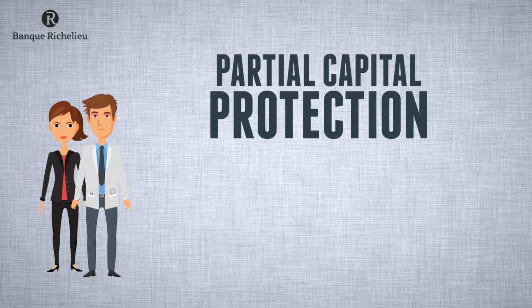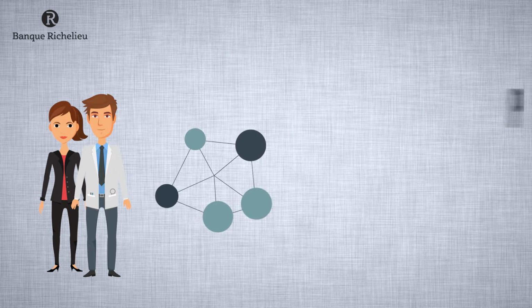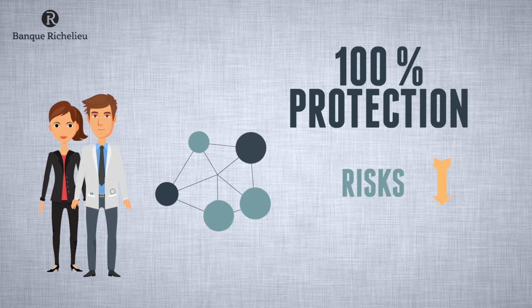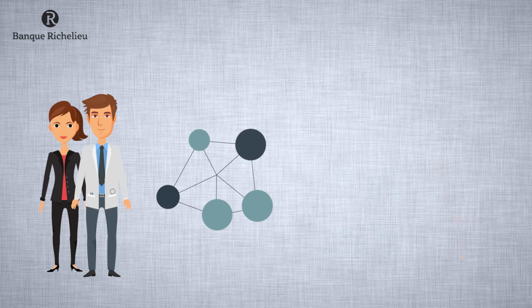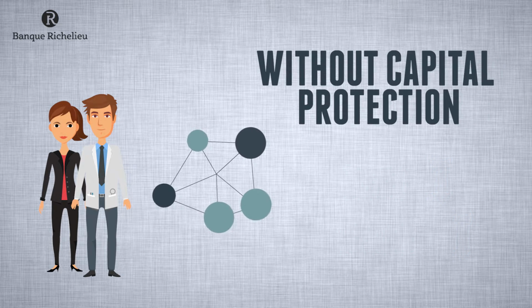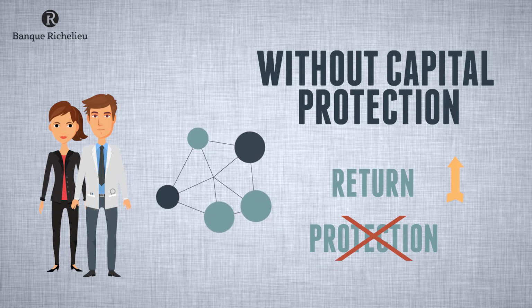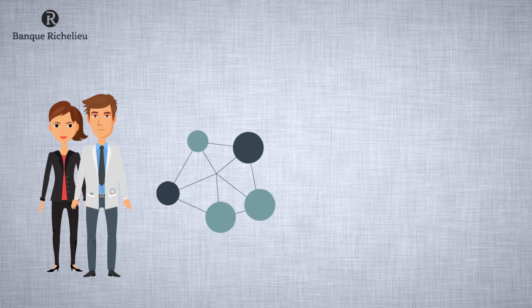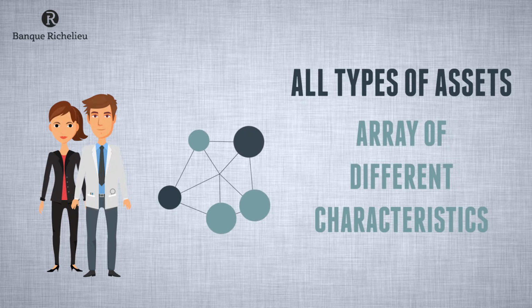But if he had had other objectives, he could have chosen a product offering 100% capital protection at maturity. The risks are lower, but the return is also lower. He could also have chosen a product without capital protection to receive a higher return, but with no capital protection at maturity. Here, we have talked about fairly standard structured products, but this type of product may extend to all types of assets with an array of different characteristics.